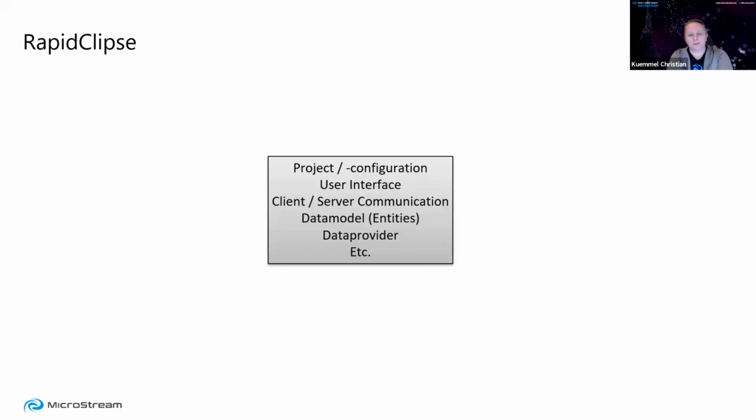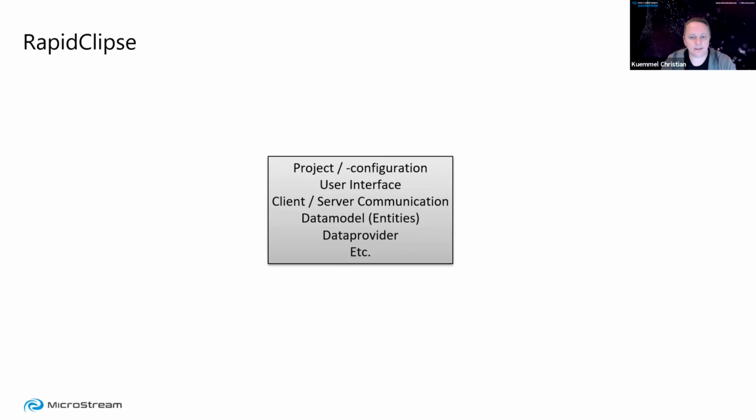And for that, this is one part and one area of RapidClipse to create a good working project base, the project configuration. Of course, as I mentioned, we need a good user interface. This is the second area. And especially for web applications, it's important to take care about the client-server communication, because we have a part on the server, and also we have a part on the client. And so we have to take care about the communication between those parts.